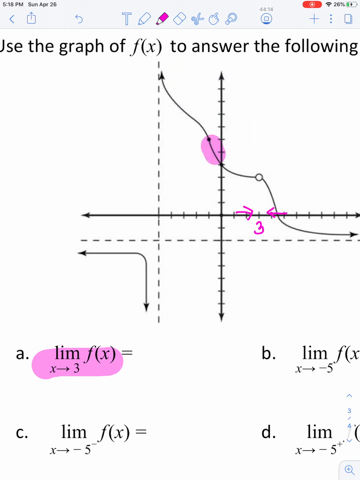So from the left hand side of 3 and from the right hand side of 3, we can see that we are approaching a value of 3. So the number 3 is showing up a lot here in this problem, but it's acting a bit different in different situations, right? We have the c value here, x approaches 3, and then we have the L value here, the value of our limit, which is the y value of 3.